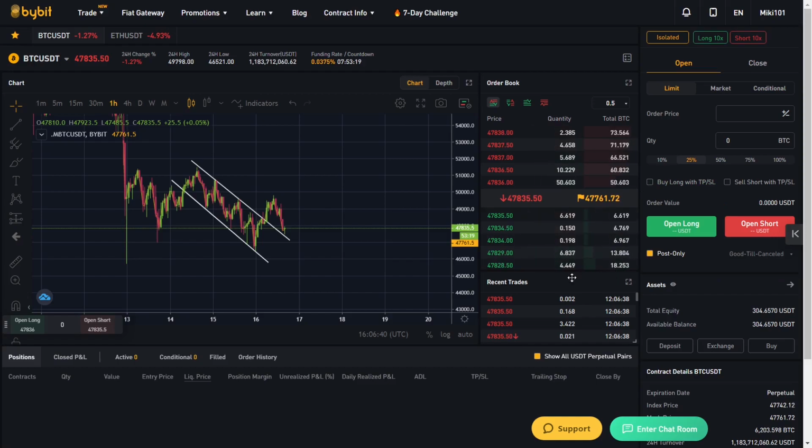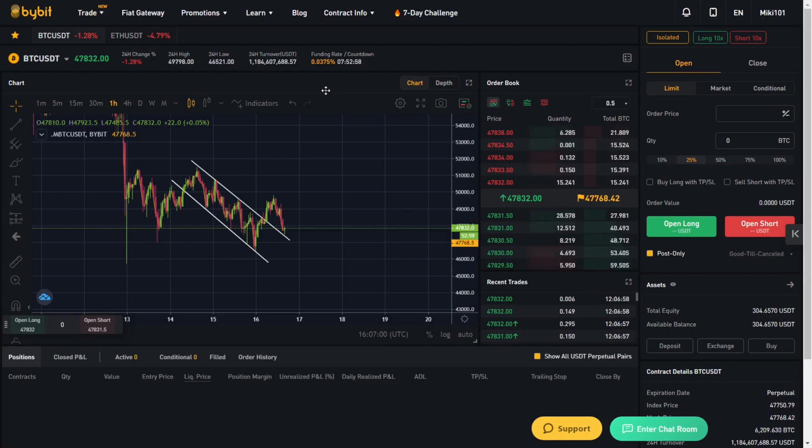I think someone asked me what funding fees are. All right. Okay. So funding fees. So you can see this countdown clock right here, right? 7 hours, 53 minutes, and 10 seconds. Now the funding fee rate, the rate is 0.0375%. Now this rate changes every 8 hours. It's always at a different rate.